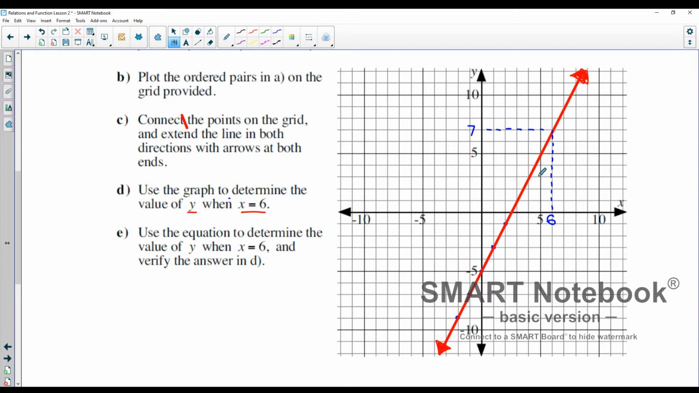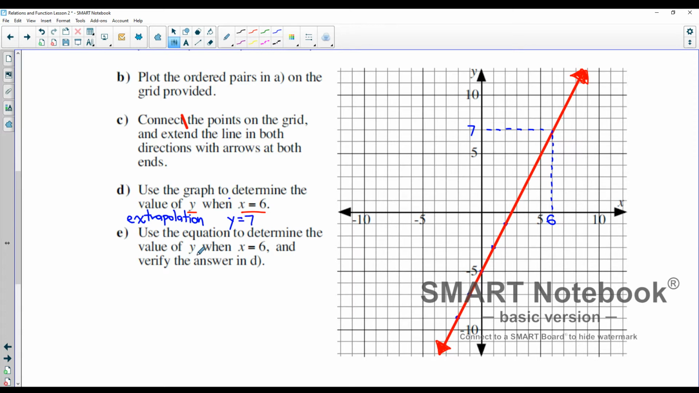This is what we call an extrapolation of the data, because I'm using the line to make a prediction outside of my 5 data points. So I can even write that word down here, extrapolation. Okay, so y is equal to 7.